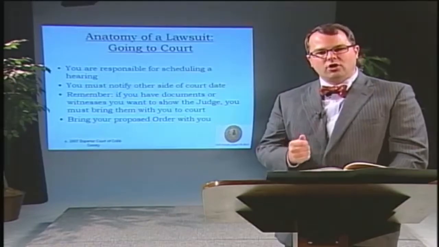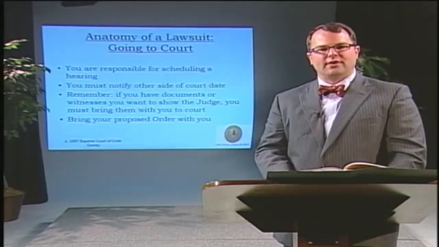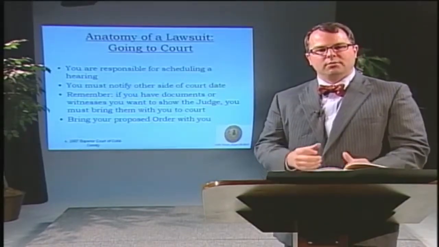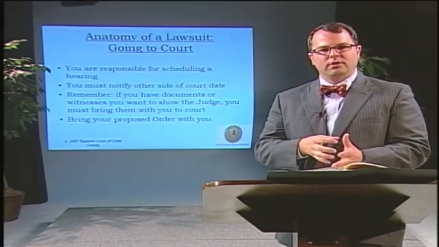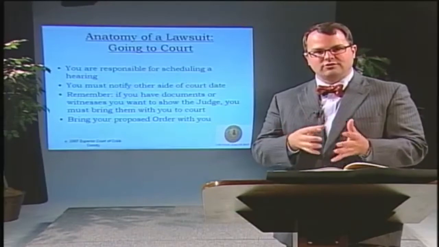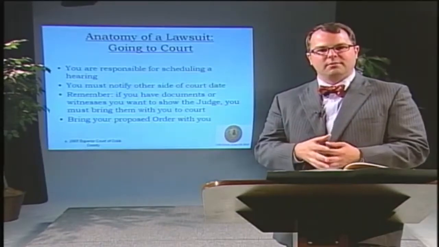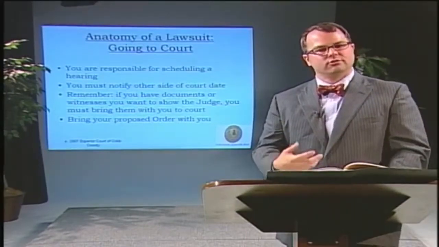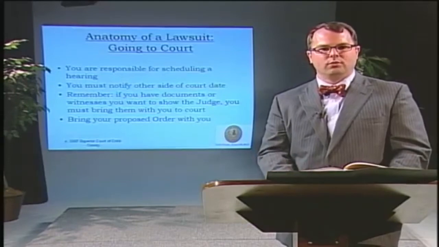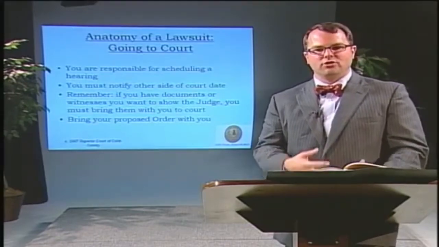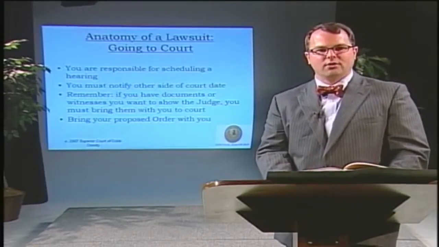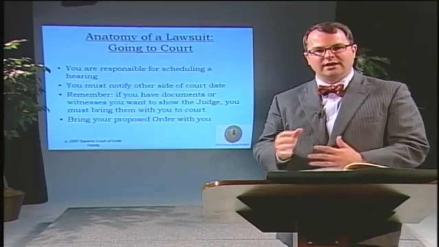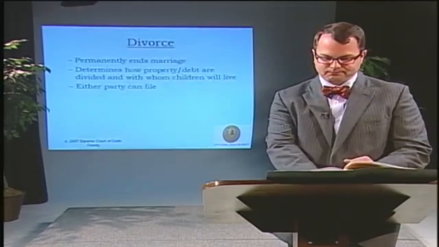And always, always, always bring with you a proposed final order to the hearing. Remember, it's after the hearing that the judge is going to issue the order in which he or she sets forth the ruling on your case and makes his or her determination. So it makes sense to have a proposed order with you when you come to court. That way the judge has it there with him in court that day and sometimes can sign it there in court, and your case can be heard and determined at the same time.